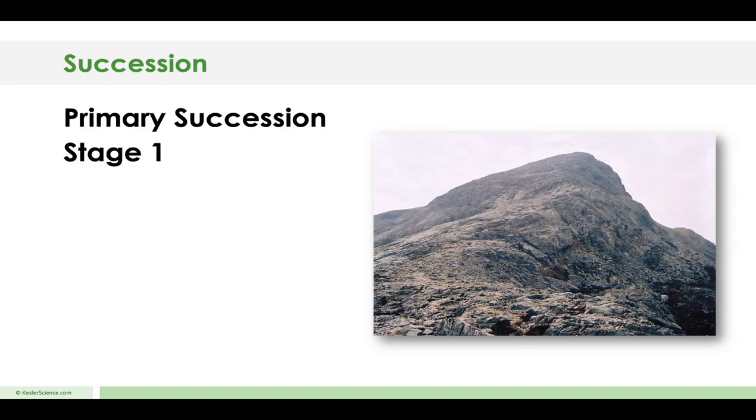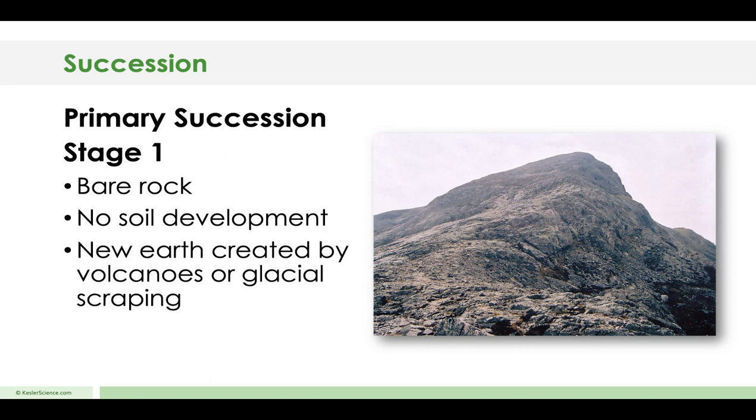We'll first talk about primary succession. In primary succession, there is bare rock, there's no soil, so new earth needs to be created. So this would be like maybe where a volcano erupted and the lava cooled, or maybe even a bad rock slide. This is a case where there is absolutely no soil for an ecosystem to begin. So the first stage is bare rock.